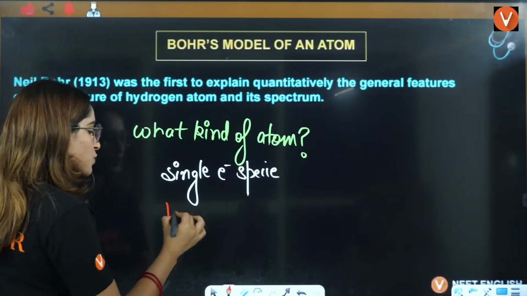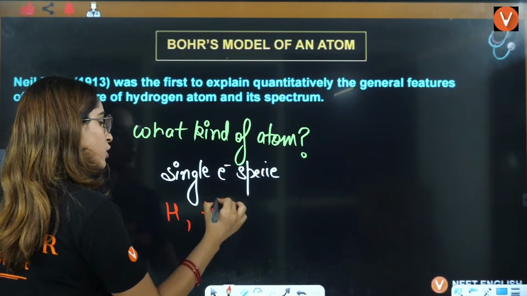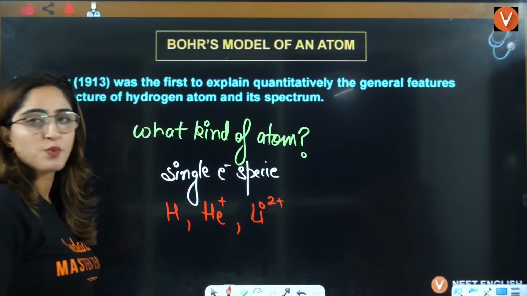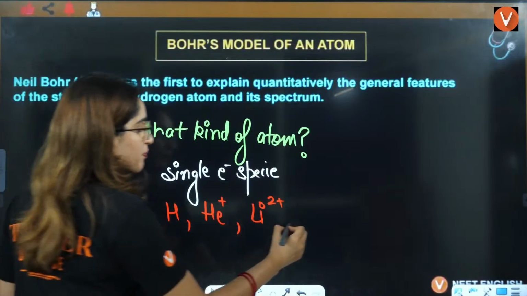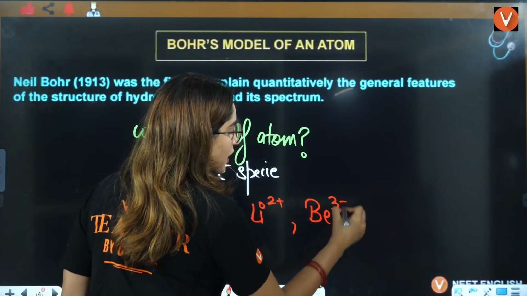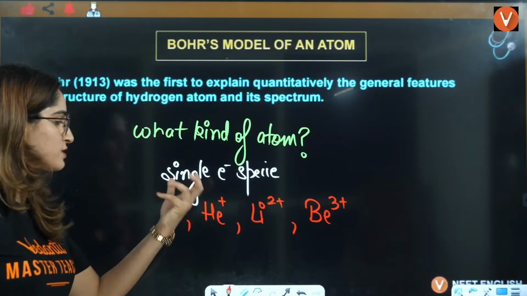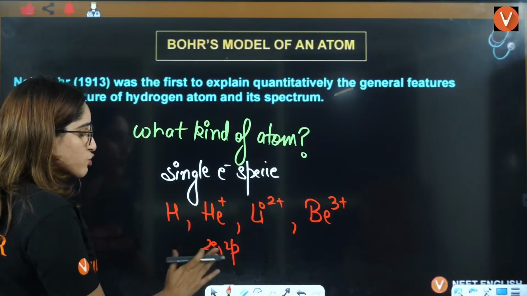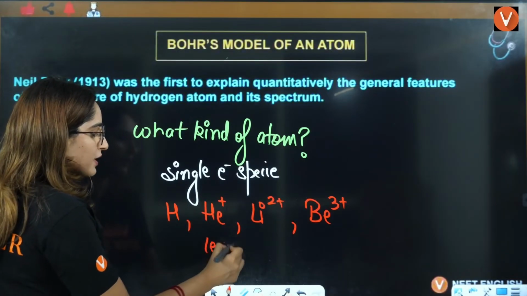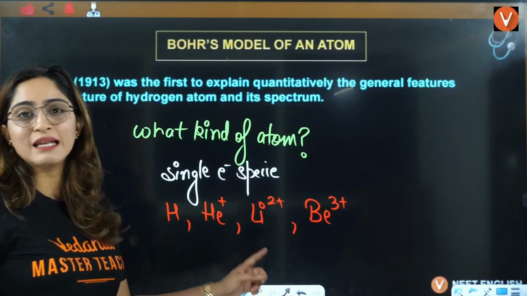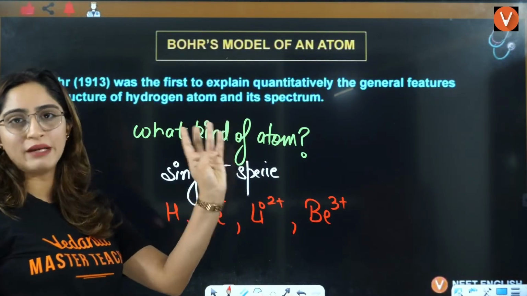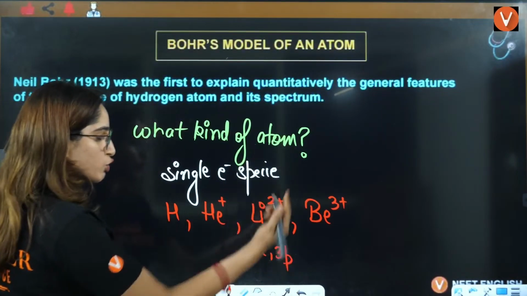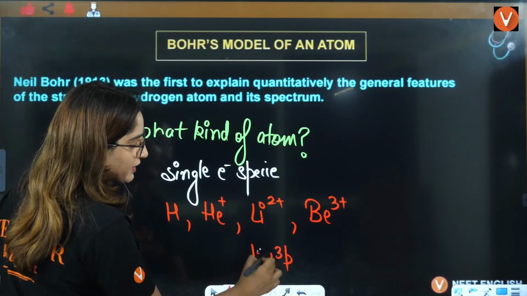Now, hydrogen has 1 electron. He positive has 1 electron. Li 2 positive has 1 electron. Helium has 2 electrons, 2 protons. When you take out 1 electron, it will become He positive, so it will be 1 electron, 2 protons. Similarly, in case of lithium you have 3 electrons, 3 protons. You take out 2 electrons, it will become 1 electron.